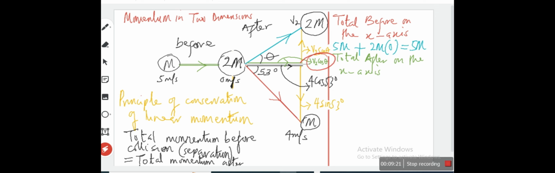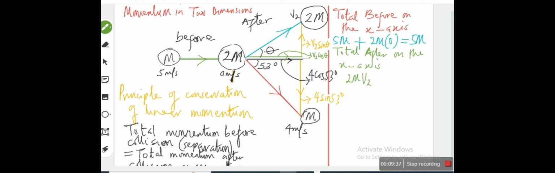What's the momentum of this one? Having 2m, that's 2m, the mass times the velocity now, is it not? 2m times v2 cos theta. 2m v2 cos theta is the momentum of this green component.